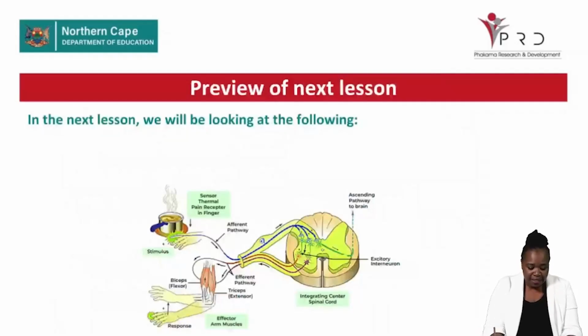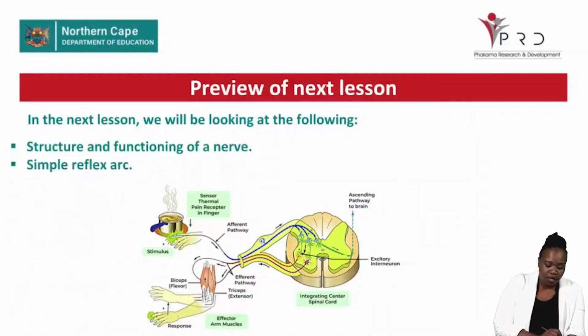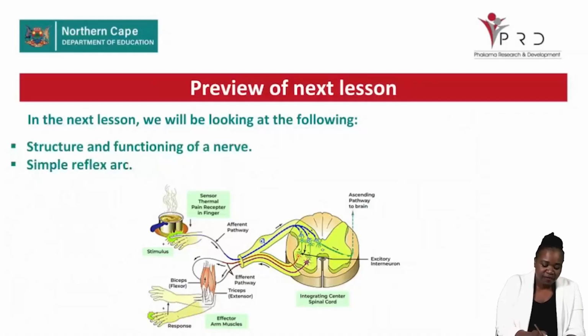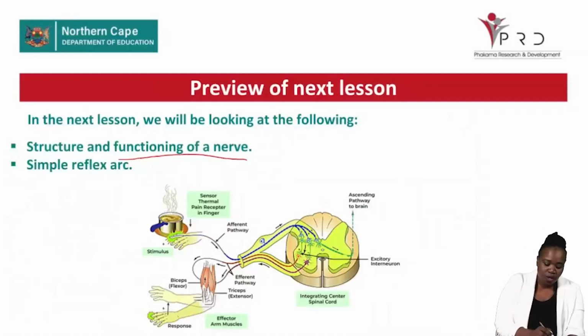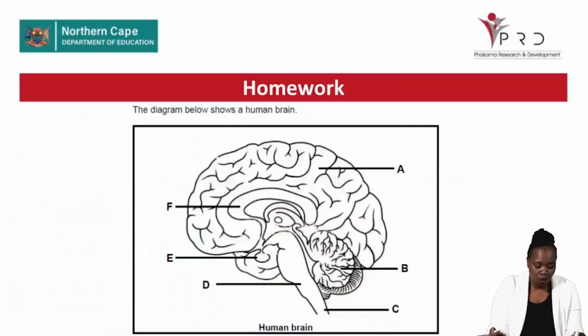Okay, in our next lesson, we are then going to look at the structure and functioning of the nerve as well as the spinal cord, right? So here we are going to be looking at the reflex arc as well. So we will be looking at reflex action and reflex arc, as well as the functioning of the nerve. So here we will be looking at all the neurons and how they function, and then we are going to incorporate that with the reflex arc and the reflex action, which now includes or involves the spinal cord.